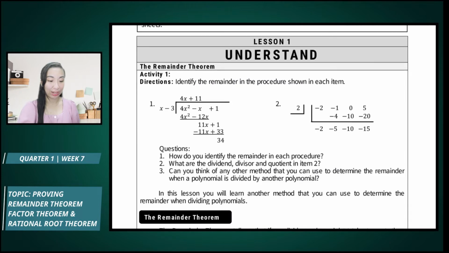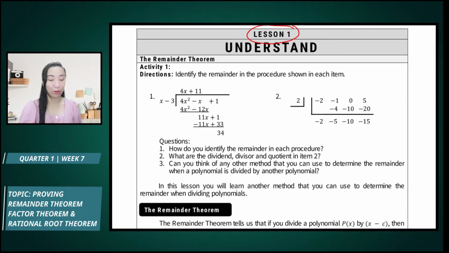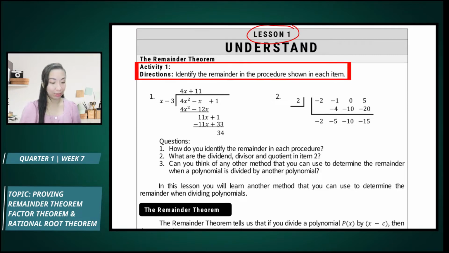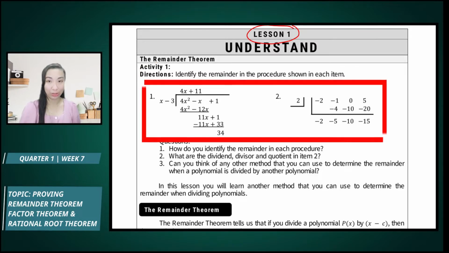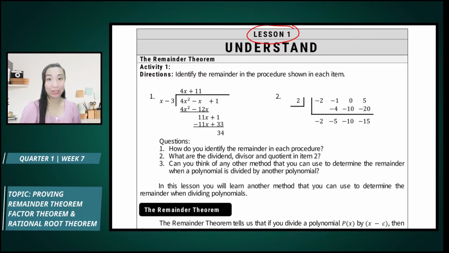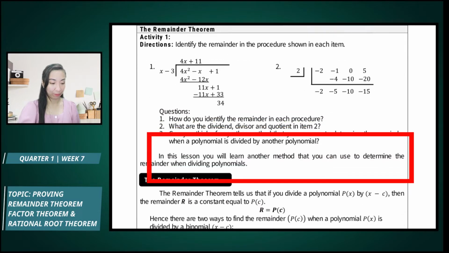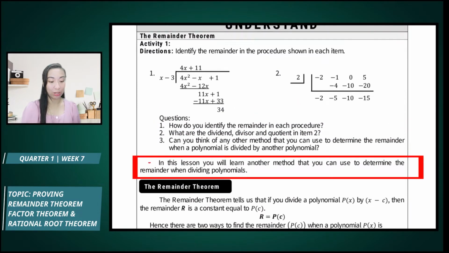So let us start with lesson number 1. Of course, we will start with the remainder theorem. For the remainder theorem, you will start with activity number 1, which is to identify the remainder in the procedure shown in each item. There are 2 procedures, and you're going to answer the questions below. In this lesson, you will learn another method that you can use to determine the remainder when dividing polynomials.